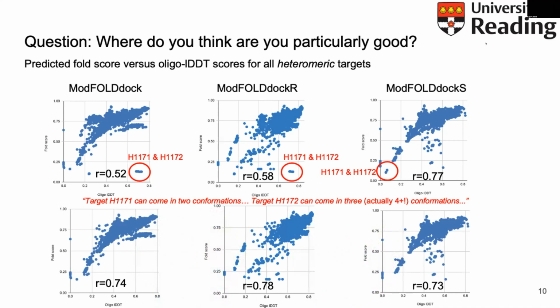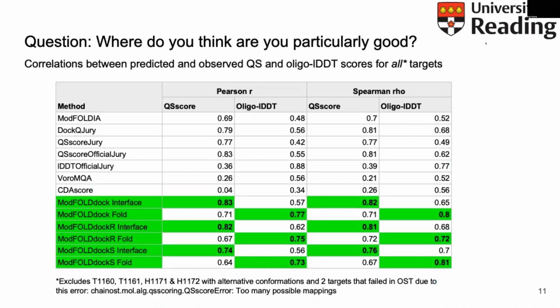So I've done this for all the scoring methods, and my students helped me try and do this just before we had to leave. This is a table summarizing the correlations between predicted and observed QS and oligo scores for all targets, obviously excluding the targets with alternative conformations, and 2 targets that failed because of chain mapping errors, which we couldn't fix in time before the meeting. So basically, this shows that the scores that are tuned for interfaces do well at the QS scores, and the scores that are tuned for fold or assembly do very well for oligo LDDT. So this is essentially what we expected.